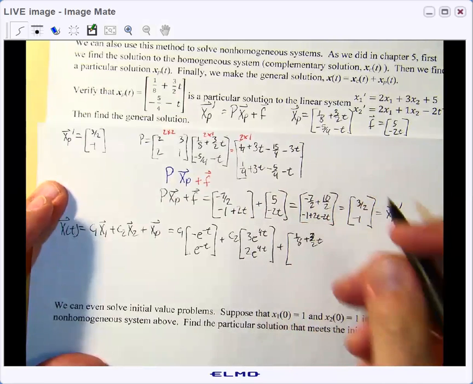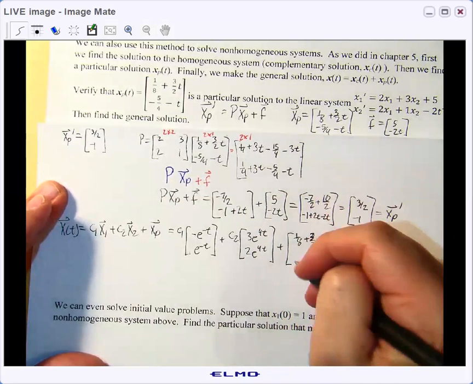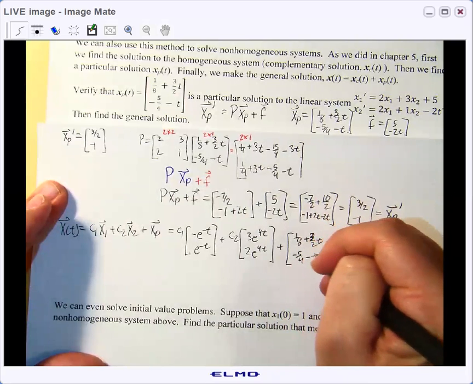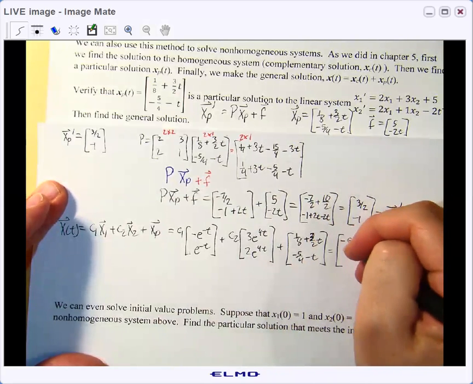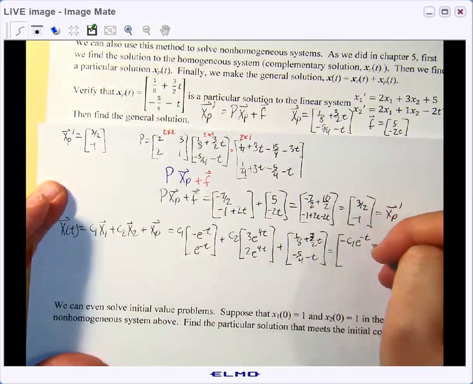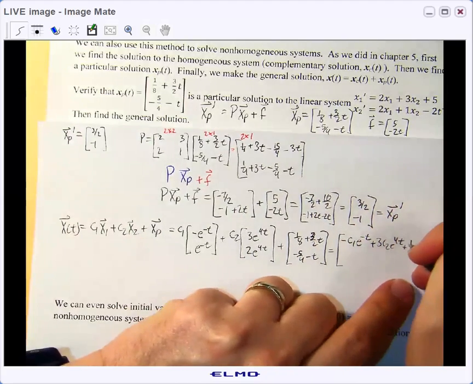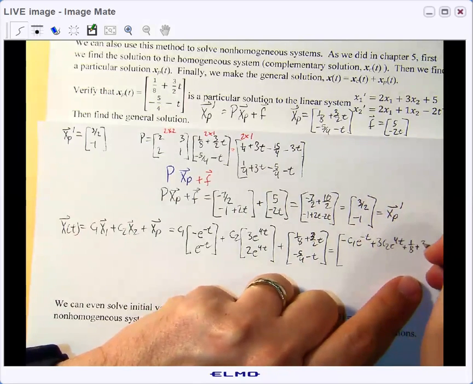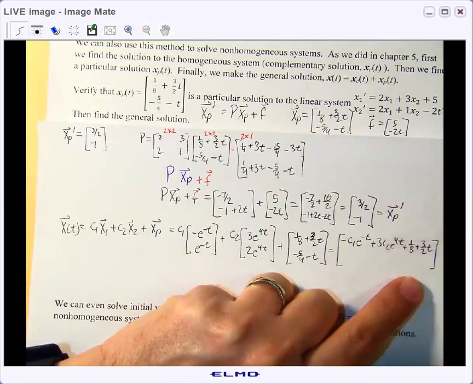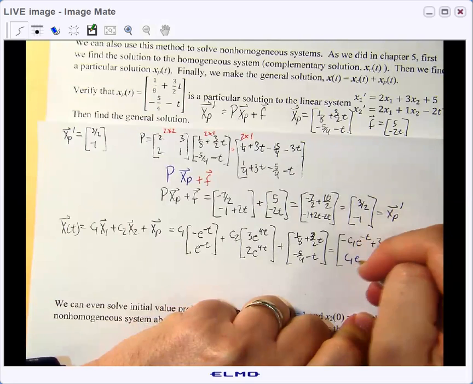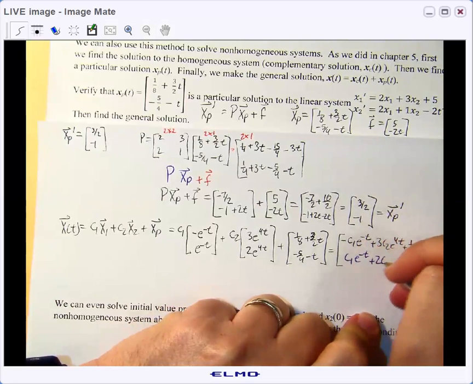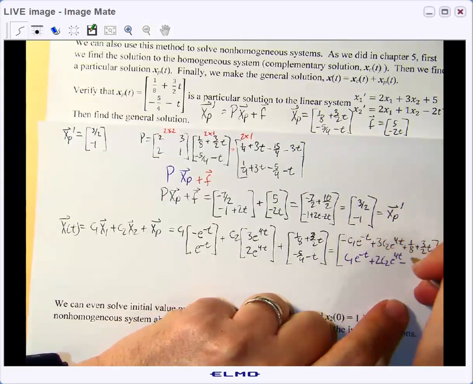And minus 5/4 minus t. And we could, if we wanted to, put this all together, getting negative c1 e to the negative t plus 3c2 e to the 4t plus 1/8 plus 3/2 t, and c1 e to the negative t plus 2c2 e to the 4t minus 5/4 minus t, and that's equal to the x vector.